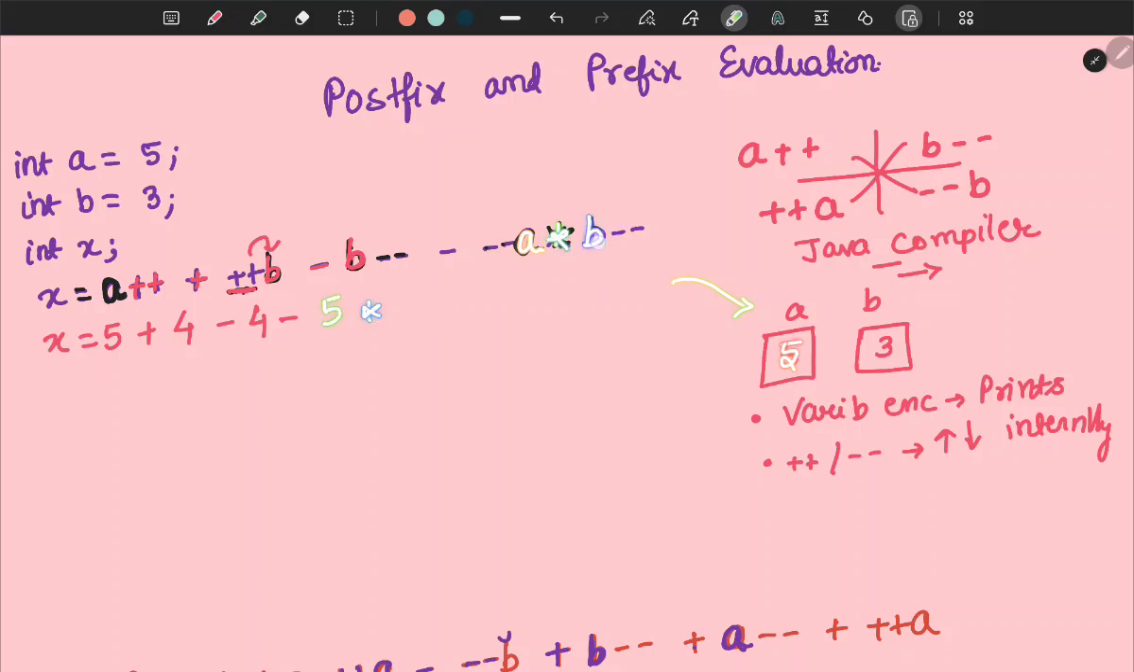And then it saw b first, which means the value of b is 3, so 3 comes, and then internally it will decrease it to 2. But this 2 will never come here, correct? So what did we get? We got 5 into 3. And now you can just simply apply your maths and solve this. 5 minus 15, so your answer will be minus 10.